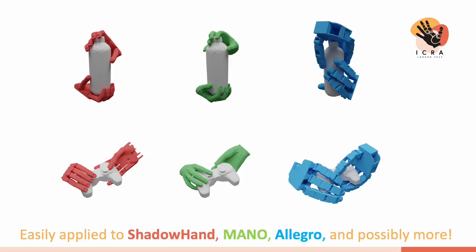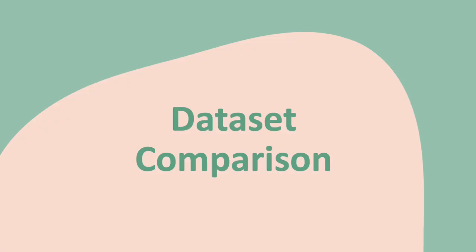Second, our method is highly transferable. One can easily adapt the entire synthesis pipeline to a different dexterous hand with only minimal changes to the code. We provide the full implementations of the Mano and Allegro versions in our GitHub repo as additional examples of how the pipeline is customized.